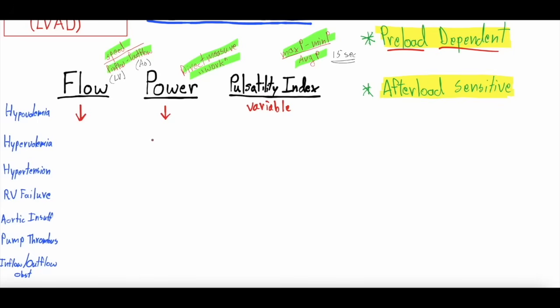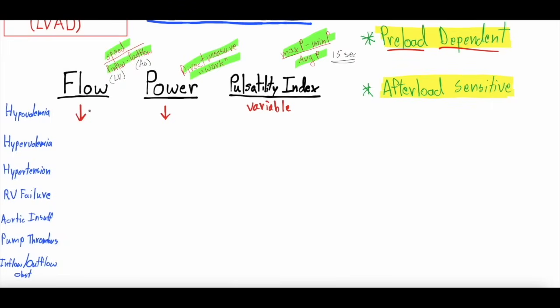So you see a patient, you're like, oh, are they volume down or are they not? They have an LVAD. Look at their flow and power. If the flow is down and the power is down, it could suggest that, although as we'll get into, it could also suggest a number of other things. So what about the opposite, hypervolemia or volume overload? Well, again, we said that LVADs are preload dependent.